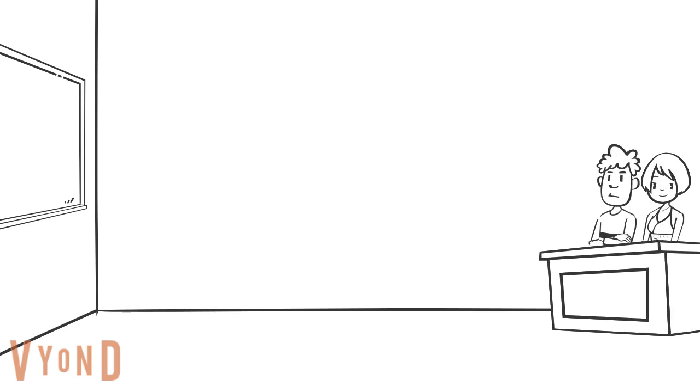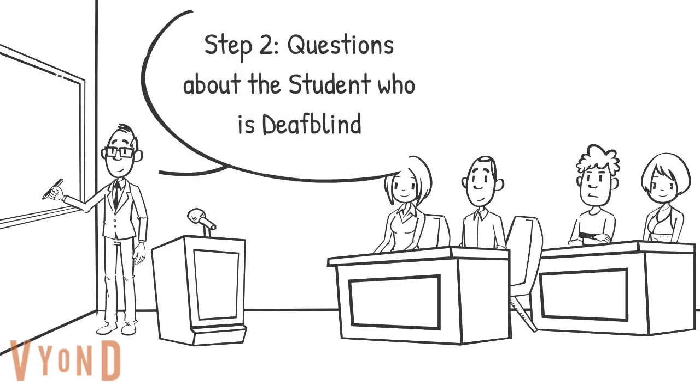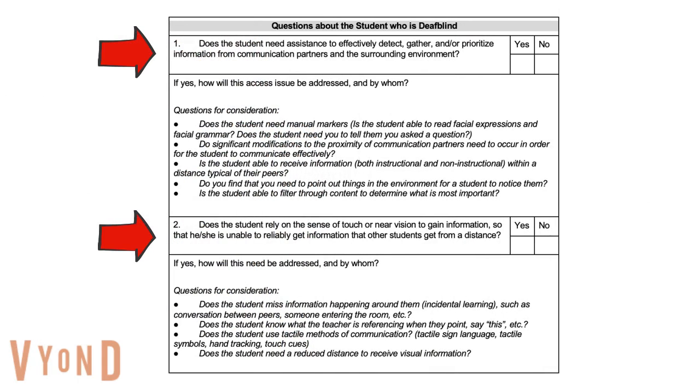Step 2. Questions about the student who is deafblind. The decision by the IEP team to provide intervener services is based on the level of support a student needs in order to gain access and effectively participate in all of their educational environments. A variety of support approaches and strategies may be creatively employed by the team to address those needs. In some cases, training an intervener in deafblind specific knowledge and skills may be most appropriate, effective, and efficient. The questions included in Section 2 of the document can assist the team in determining how to address the supports related to the student who is deafblind.